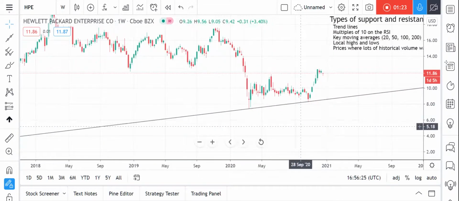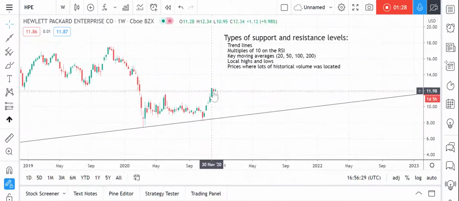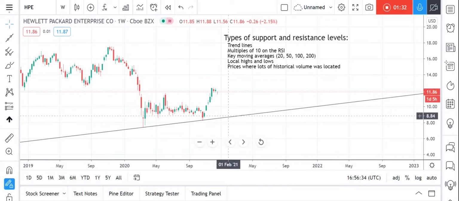You can see that I've drawn a trend line here that indicates where there might be support. So should the price on Hewlett Packard Enterprise begin to fall and meet the trend line right here around, let's say, $8.90, I would then expect it to find some support here at the trend line and turn back upward again. So this would be an important level.